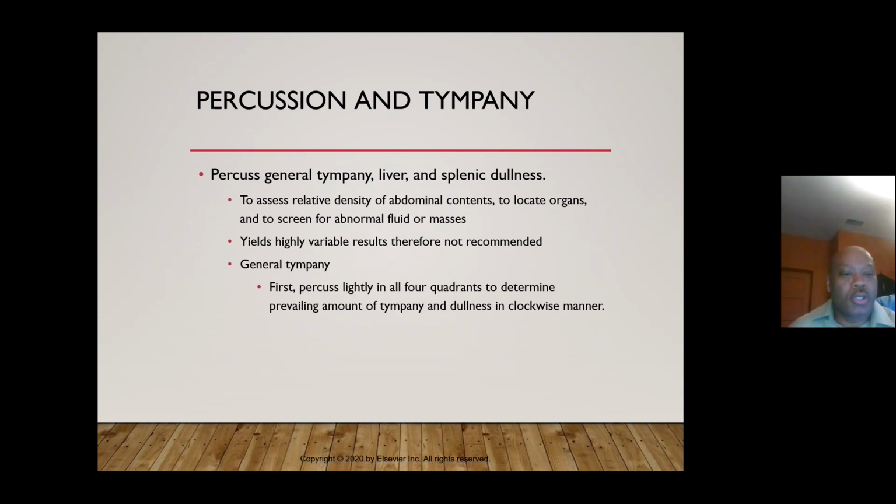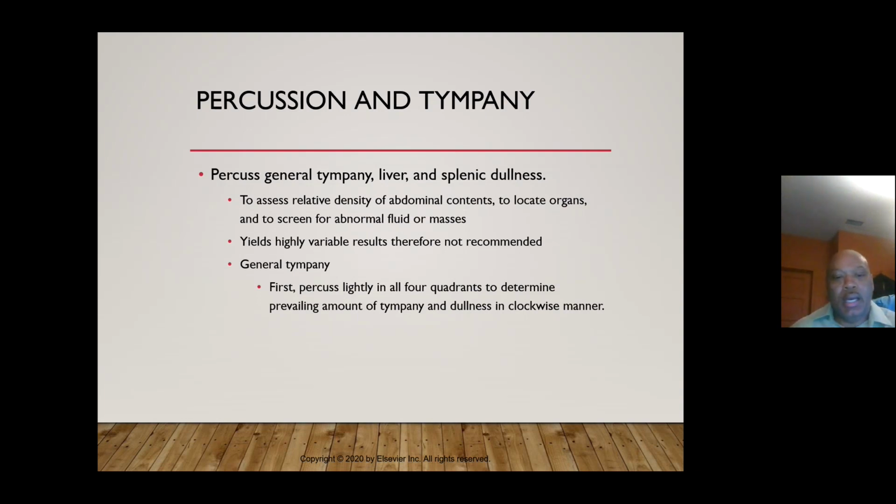All right. There's also hyperresonance that is present with gaseous distension, and so you will hear that hyperresonant sound, if you will, if there's a lot of gas in the abdomen.